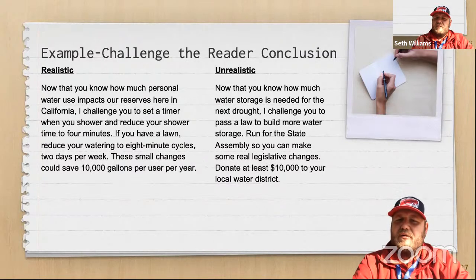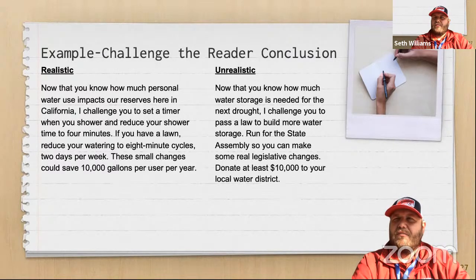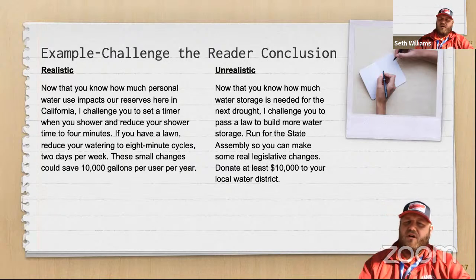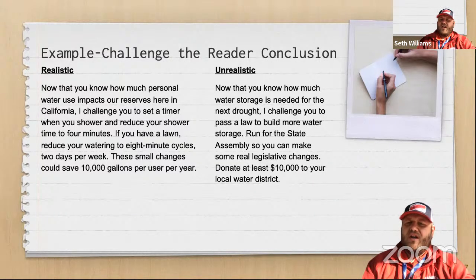Unrealistic is, now that you know how much water storage is needed for the next drought, I challenge you to pass a new law to build more water storage. Run for the state assembly so you can make some real legislative changes, and then donate at least $10,000 to your local water district. Again, it's not realistic to expect people to do any of those things. Some of it's unrealistic because of the amount of money. Some of it's unrealistic because the expectations are pretty high, like being able to run for state assembly. Only a few people can do that. Not everyone can do that. So you want to make sure that you are giving them realistic things that the majority of people can do. All right, moving on.